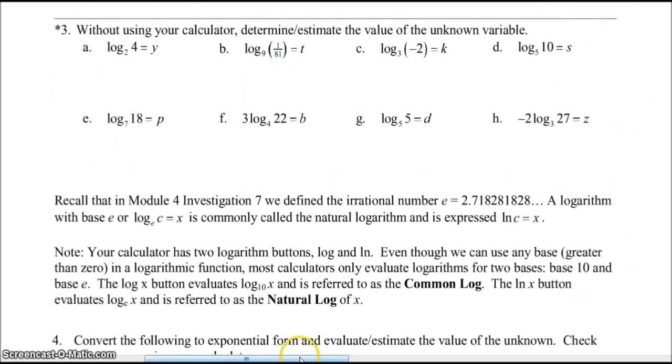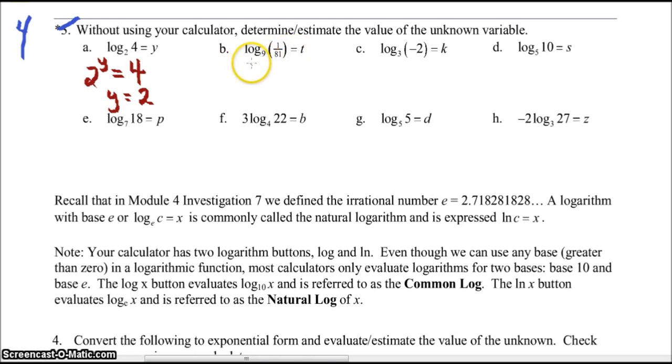Okay, number 4. I think this is number 4. Without using your calculator, determine or estimate the value of the unknown variable. Okay, here, let's just convert to exponential form. 2 to the y equals 4. And so, I know that 2 squared equals 4, so that means that y equals 2.